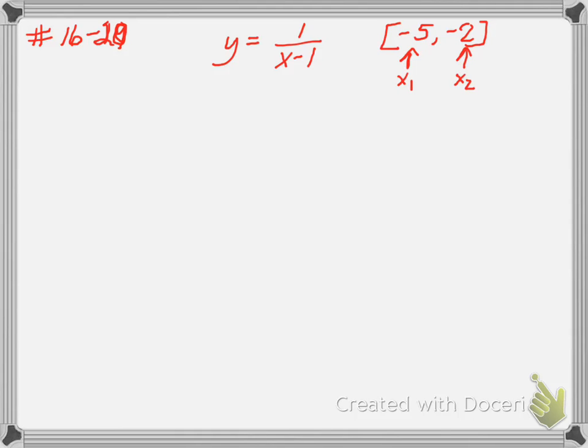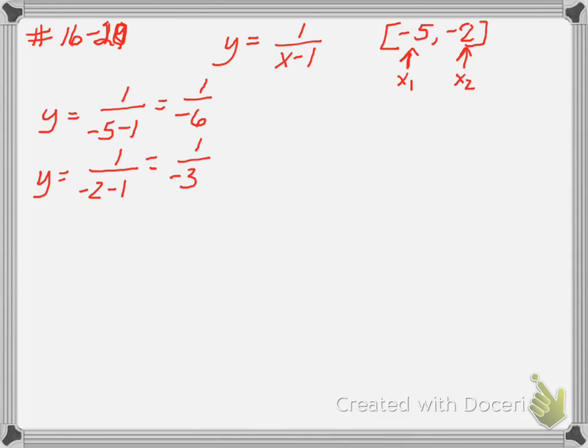So the first thing I'm going to do is plug in my -5 for x. So I'm going to first do y equals 1 divided by -5 minus 1, which would be 1 divided by -6. And then the next thing I'm going to do is do the same thing with -2. Y equals 1 divided by -2 minus 1, which is 1 divided by -3, or -1/3.